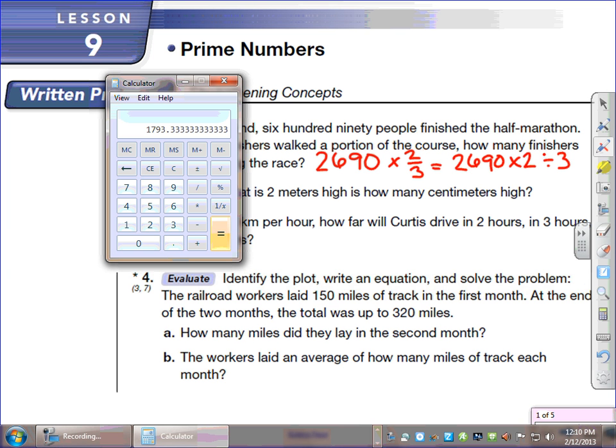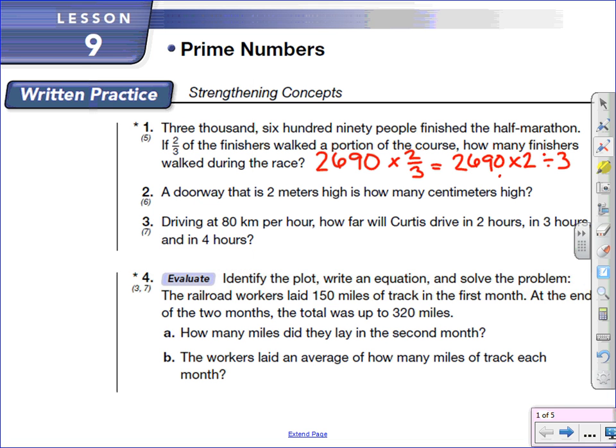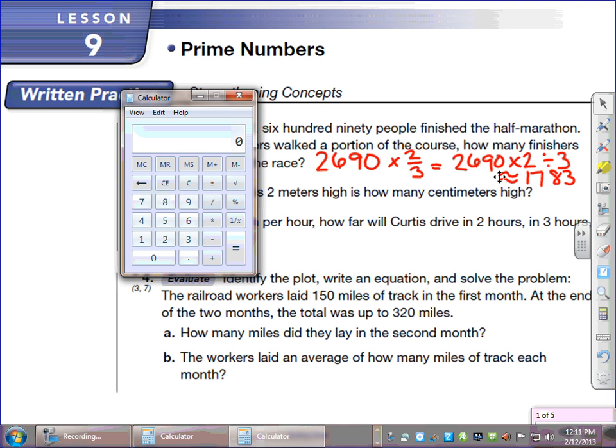So when we have to round something in math, instead of a straight equal sign, we do a squiggly one, which means approximately. Just to double check, 2,690 times 2 divided by 3. Yep, 1,793, sorry.